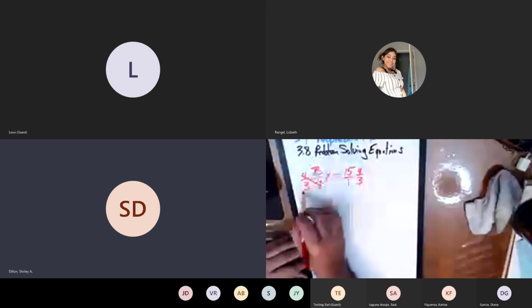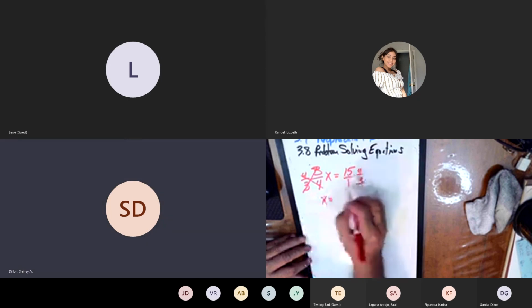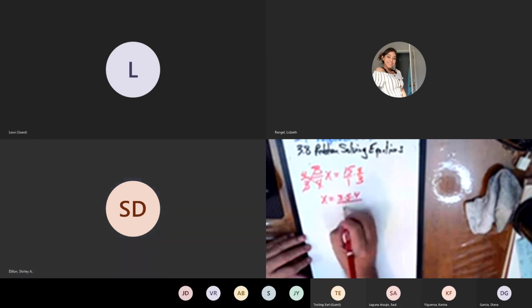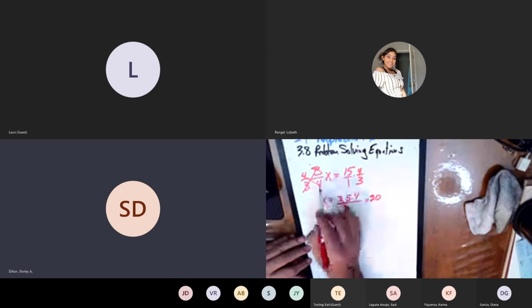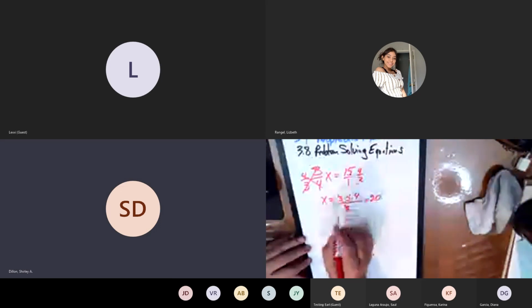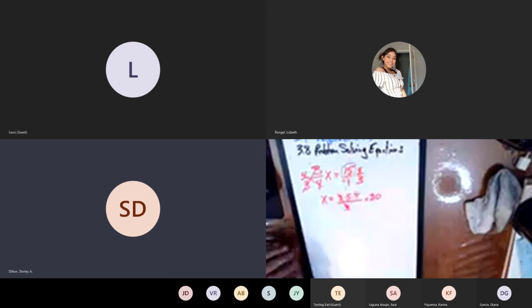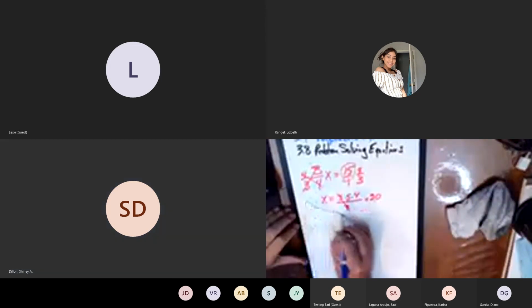these 4's reduce out, these 3's reduce out, and I'm down to x equals 15 times 4 over 3 times 1. 15 is 3 times 5 times 4 over 3. These are going to reduce out, and I get 20. So if 3/4 of x is 15, then x is 20. And that makes sense. 3/4 of 20 is equal to 15. All right, we'll do a couple more of these. I'll leave that one there for now.